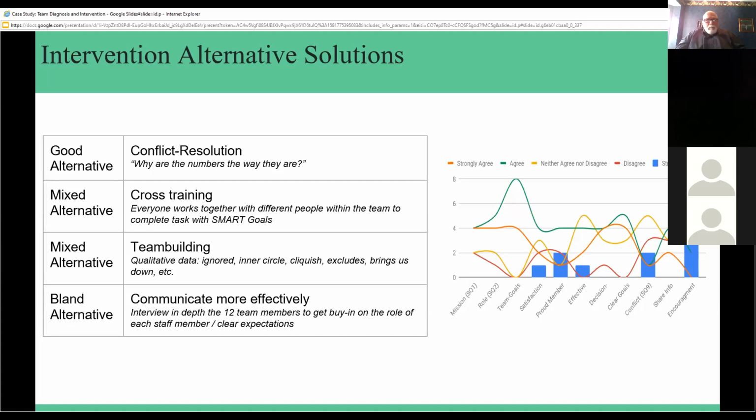A blend alternative that we had was to communicate more efficiently and effectively. We thought about doing one-on-one interviews, more in-depth interviewing with the 12 team members to get buy-in on the role of each staff member and have clear expectations, because we felt like each person didn't exactly know what their expectations were with their job.